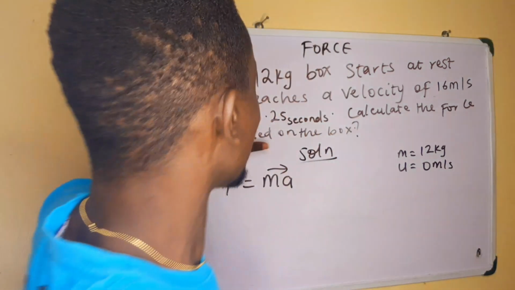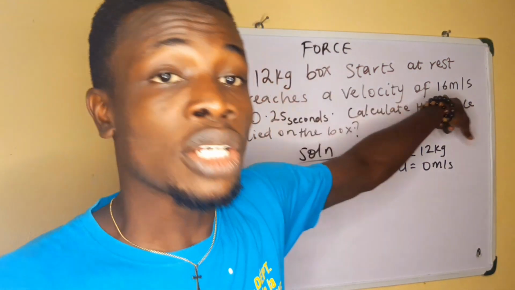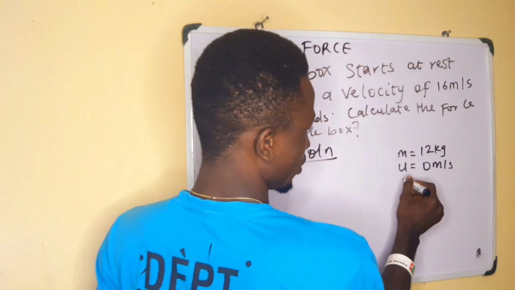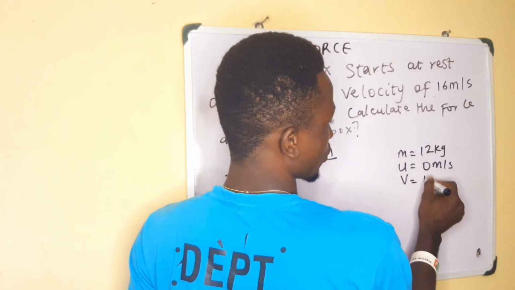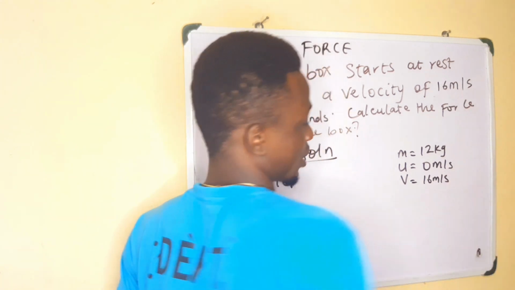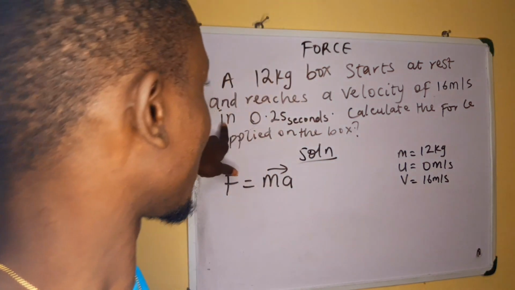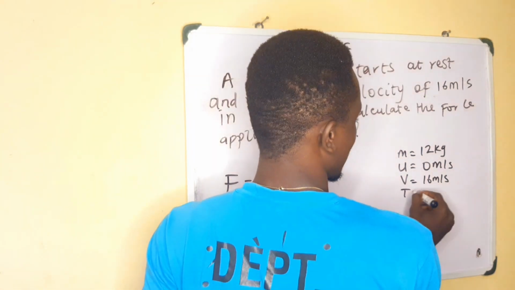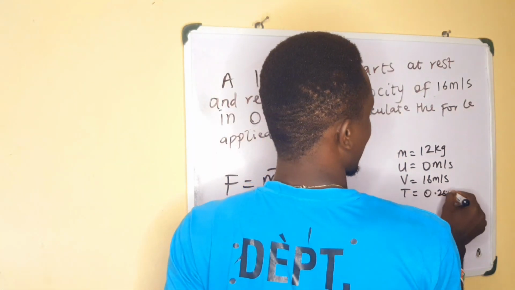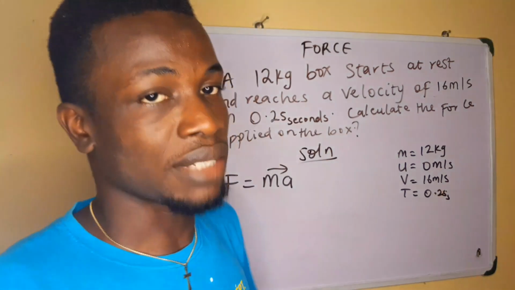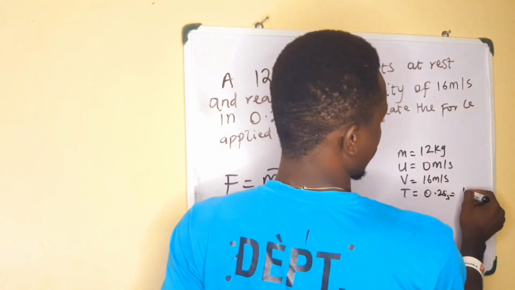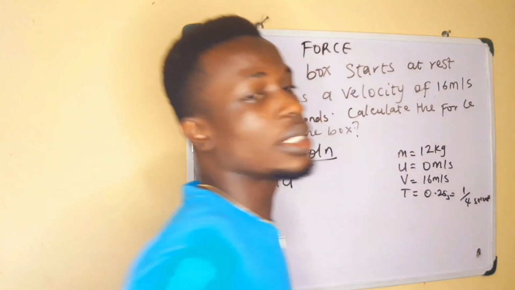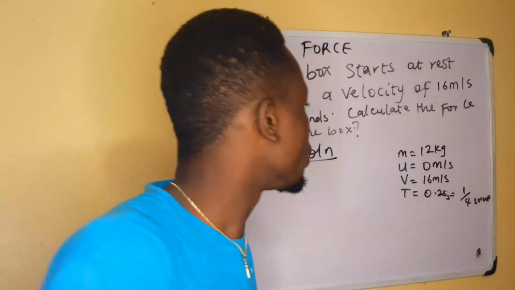Then the next one is reaches a velocity of this. If it reaches, that means that is its final velocity, and it is denoted with v. So v is equal to 16 meters per second. Then in 0.25 seconds, that is the time. So the time t is equal to 0.25 seconds. Now let's convert this to a fraction, it's going to give us 1/4 seconds. So let us now continue.